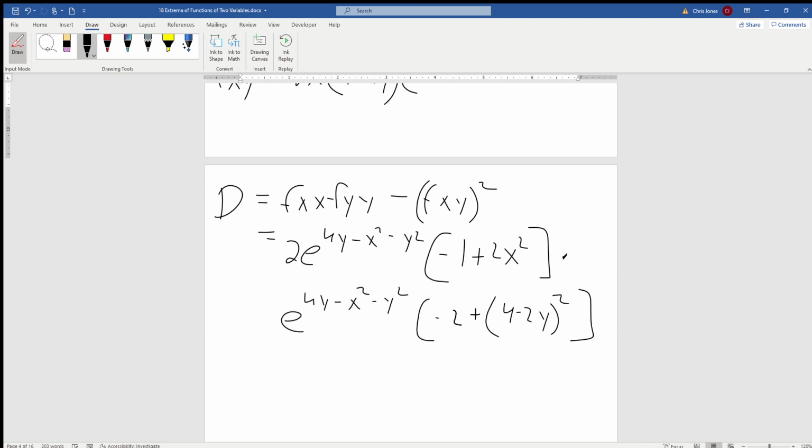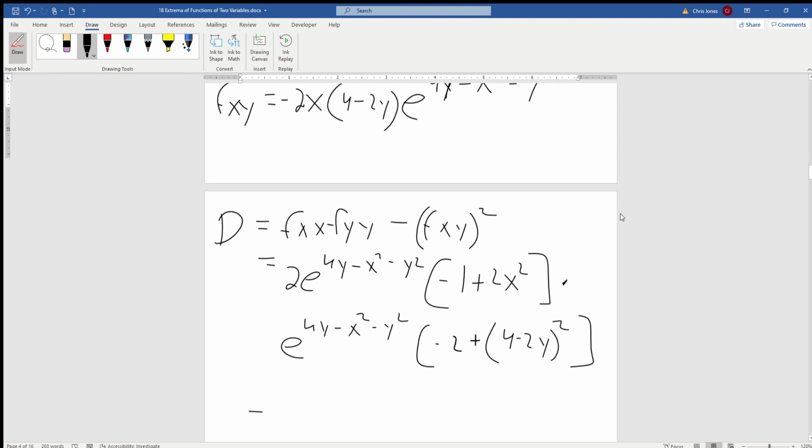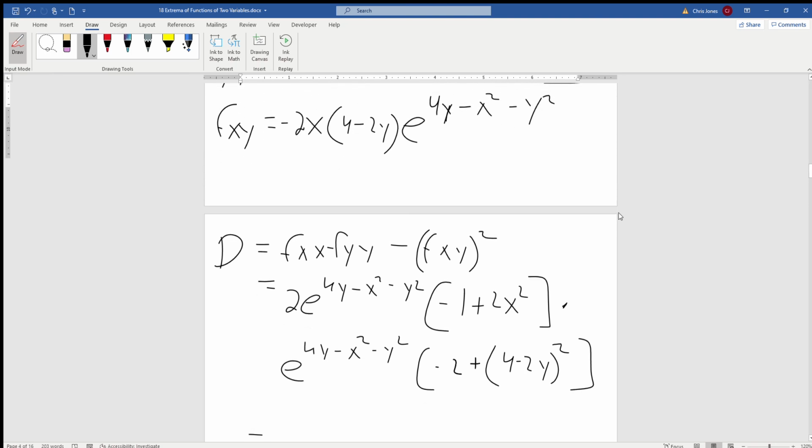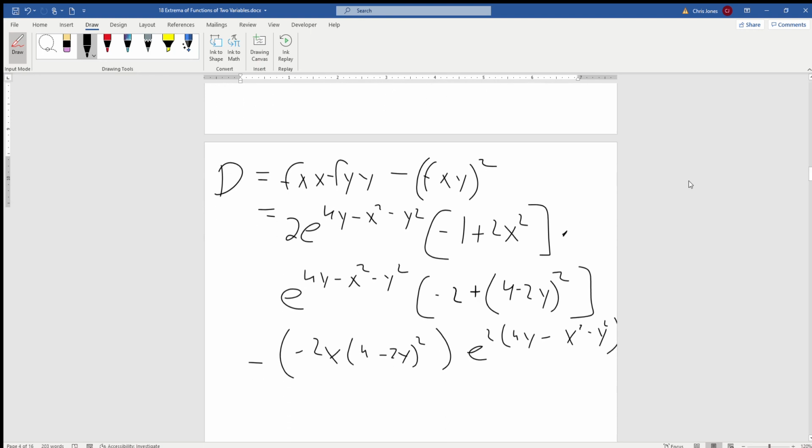So that's a times. And then finally, we have to subtract out fy squared, or fxy squared. So that's going to be negative 2x, 4 minus 2y quantity squared. And then we have all of that e squared. So that's e squared, or e to the 4y minus x squared minus y squared. All right, now, this looks pretty horrific.